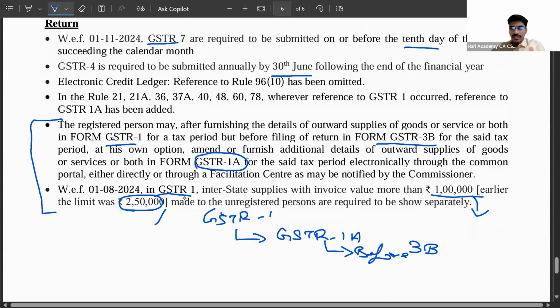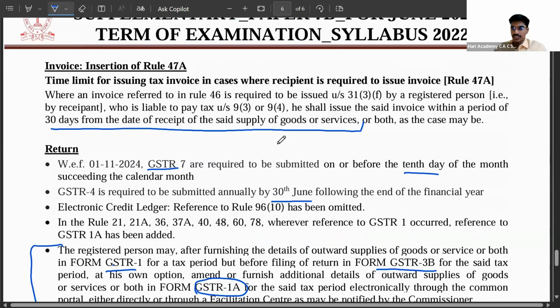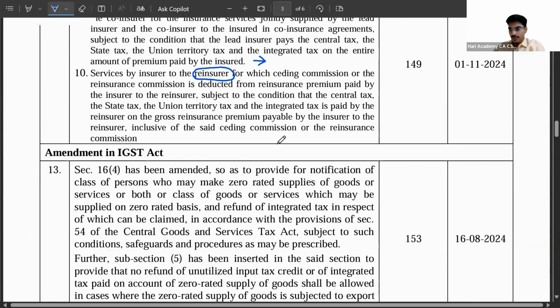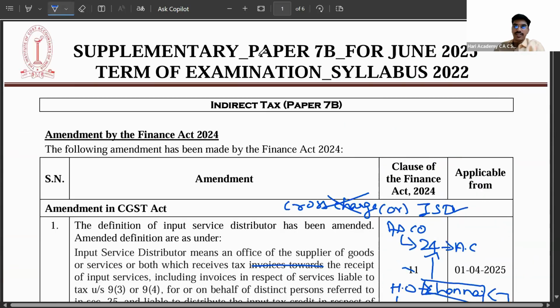So with this, the important amendments in relation to GST are done. In the subsequent videos, we'll discuss the other questions and answers, wherein we'll discuss how to solve some important 30 questions, right? Thank you. Bye. We'll meet in the next video.